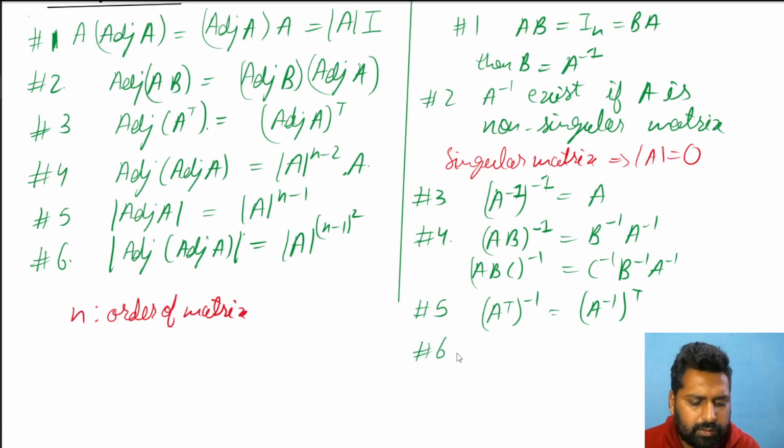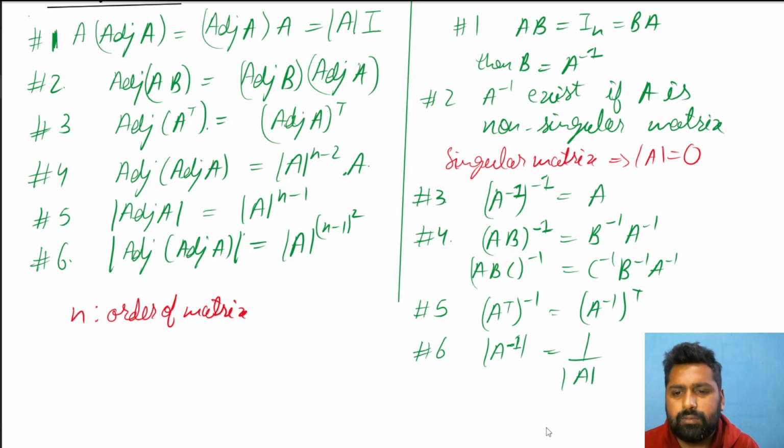Next, if you want to look at the determinant of A inverse, sometimes this is asked very straightforwardly. What is the determinant of A inverse? That is nothing but 1 upon mod A. Means whatever was the determinant of A, you do the reciprocal of it, that is the determinant of A inverse. But don't deal with this thinking that A inverse means 1 upon A. No, there is no such thing as 1 upon A.